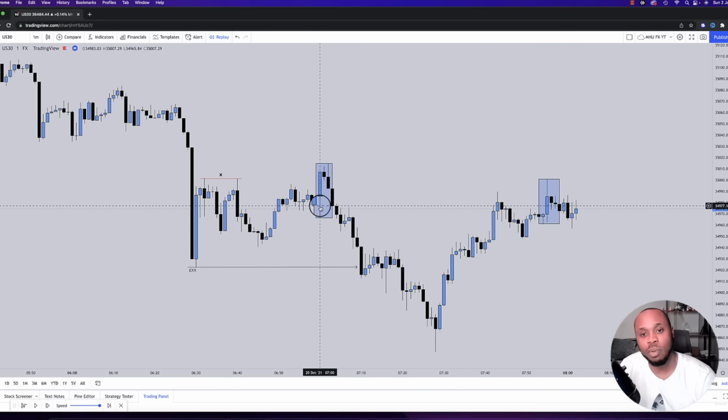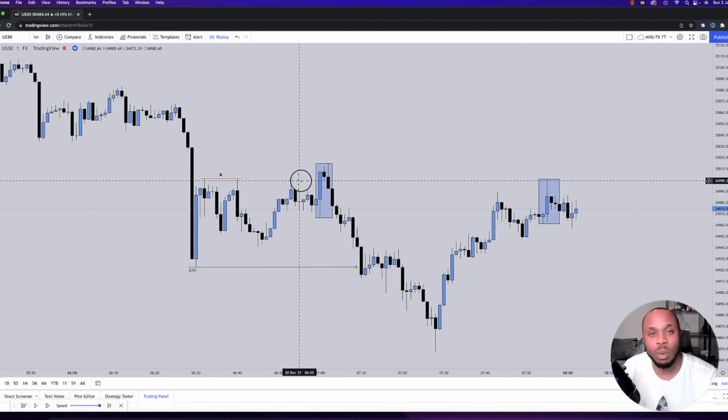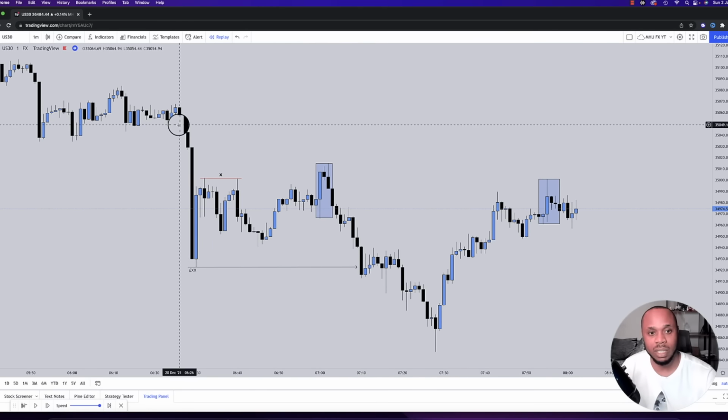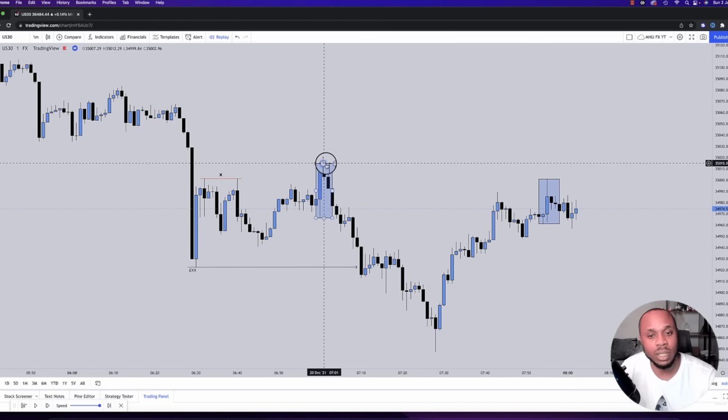But even though price ran up this high, it was still a high risk trade. The reason being is because there were inefficiencies to clean up above. That's what makes it high risk, that there's still things to clean up above. There's inefficiencies above, there's imbalances above. And so this is why I did not take the trade from up here.